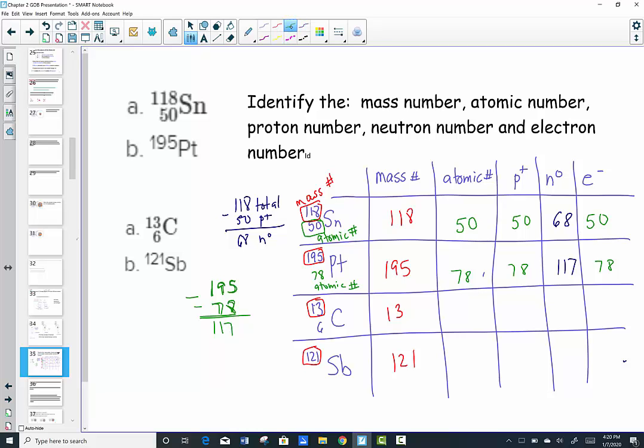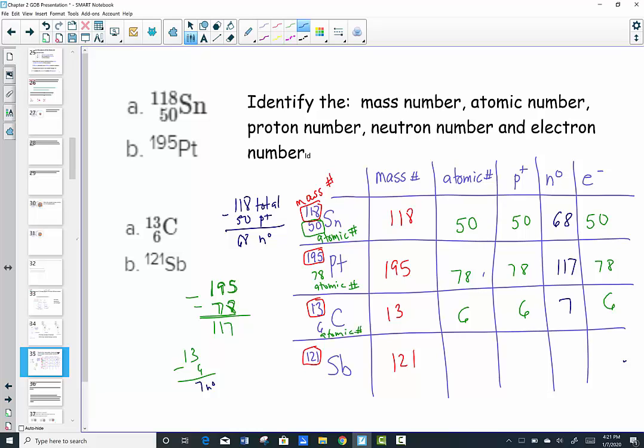This example in row 3 gave us the atomic number as number 6. Therefore, I know that it's 6 protons, 6 electrons. 13 minus 6 gives me 7 neutrons.